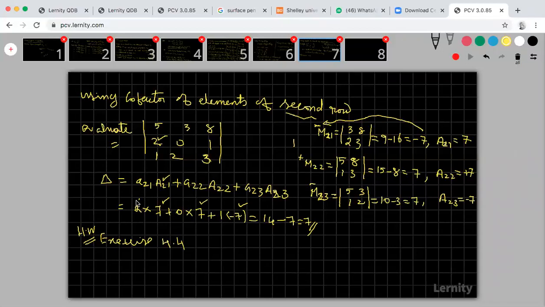And these three are the elements A21, A22, A23. That means 2, 0, 1. Okay, multiply all these things. This is 2 sevens are 14. This is 0. This is minus 7. 14 minus 7, it is 7. Okay, so therefore, this is the value of the determinant.